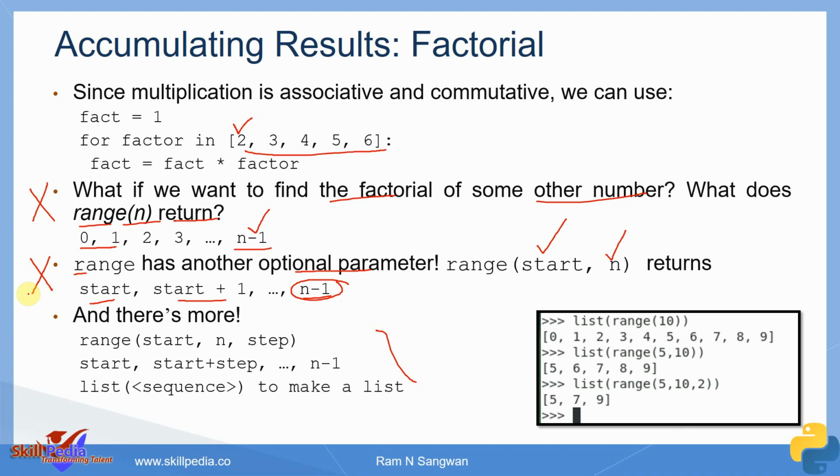So which one will solve our purpose? We have more options here. Start, stop and step. This will solve our purpose. Start will give the value, then start plus step, and we reach where we want to reach. List of a sequence also makes a list. Look at this basic example. List range 10 will make values from 0 to 9, total 10 possible values. List range 5 to 10 starts at 5, 6, 7, 8, 9. List range 5 to 10 with a step of 2 will make 5, 7, 9.